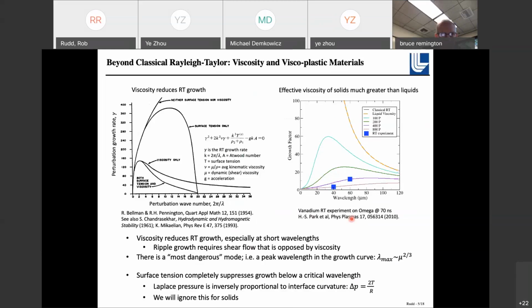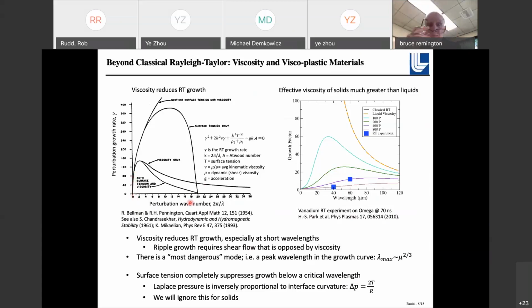you can think about the effect of viscosity on Rayleigh-Taylor perturbation growth. And so this has been studied for, well, since the early 1900s. What people have found is that if you have a viscous fluid, the viscosity suppresses the growth, but it doesn't cut it off entirely. The system still, if the acceleration is positive, is still Rayleigh-Taylor unstable.